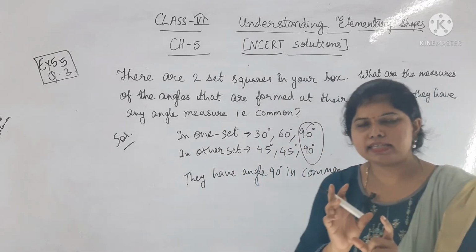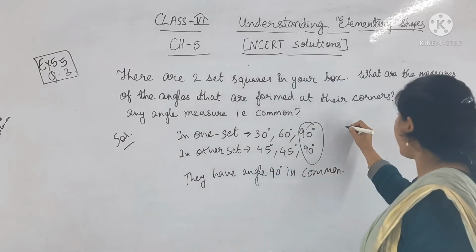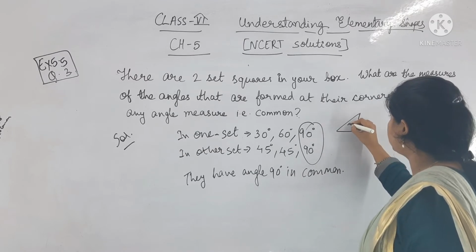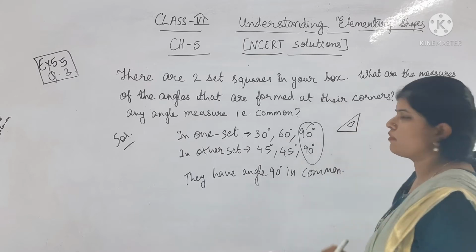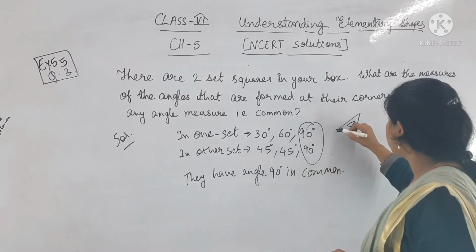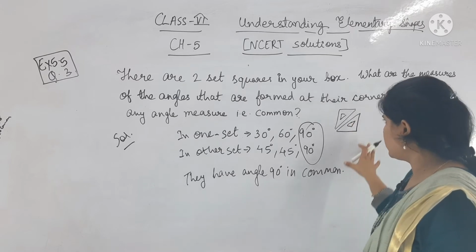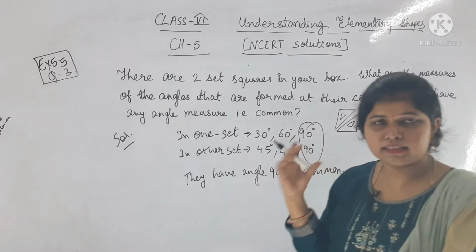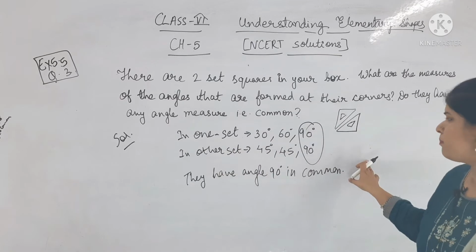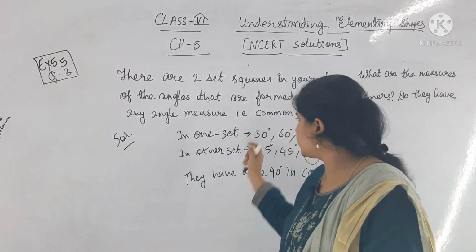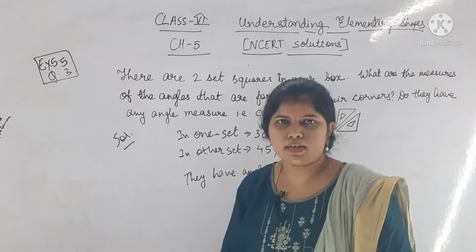You can take that set square. They are in triangle form, one is like this and one is like this. I have not drawn them in the exact way, but you can see them in the geometry box they have given. So it has the two sets.